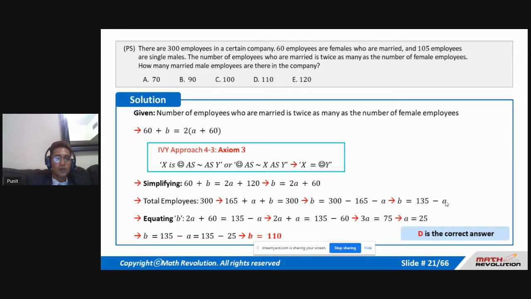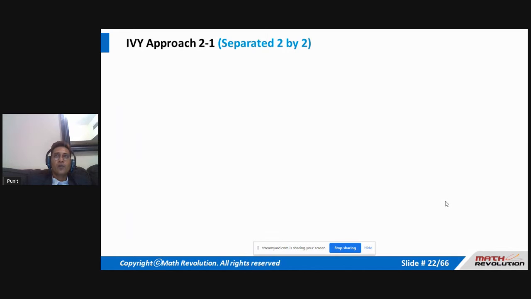So kudos to all those who have got the answer as D. Shashank and Deepak have already got the answer as D. Good job. Let's move ahead with the next approach.